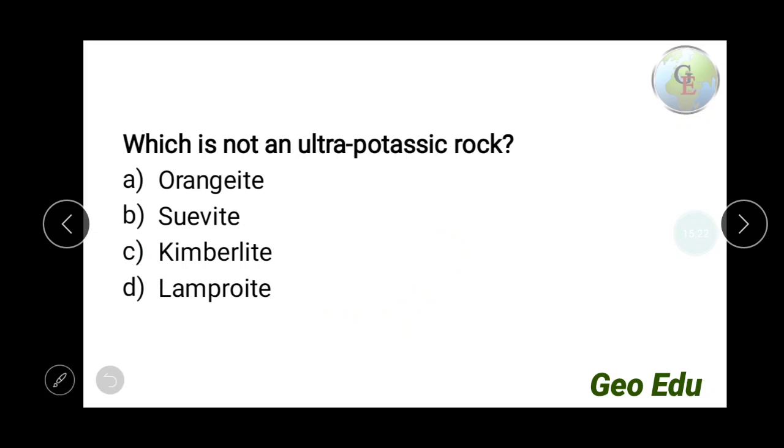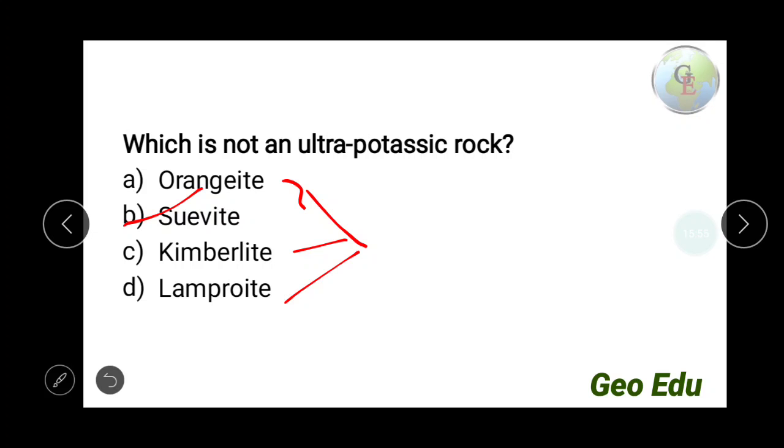Next question, which is not an ultrapotassic rock? Option A, orangeite. Option B, suevite. Option C, kimberlite. And option D, lamproite. So here the answer will be suevite, because these three all are ultrapotassic, and these are kimberlite group of rocks. And these are famous for diamond occurrence.